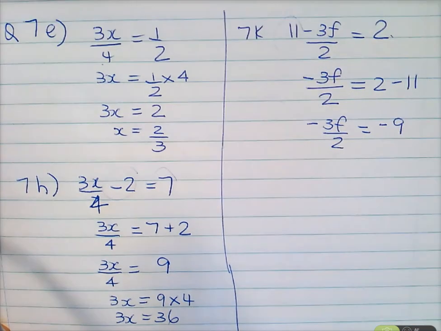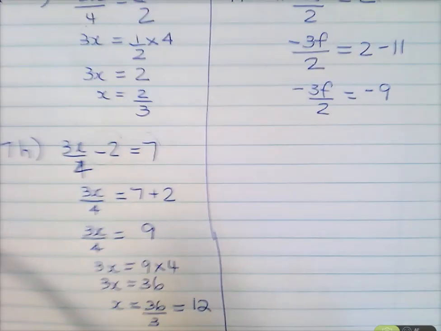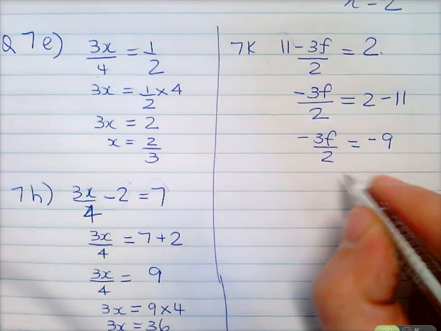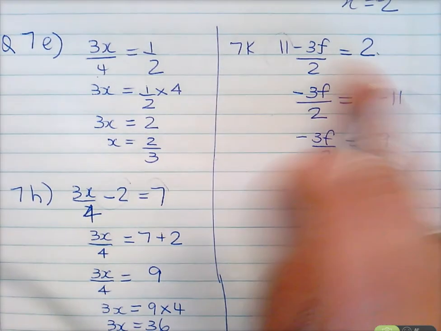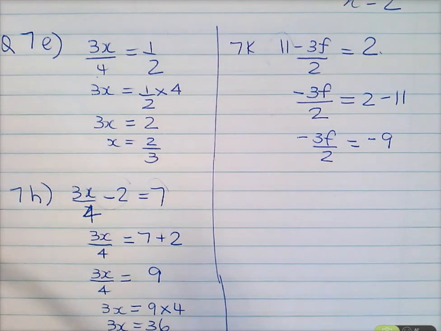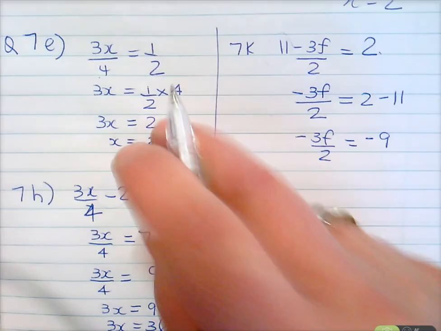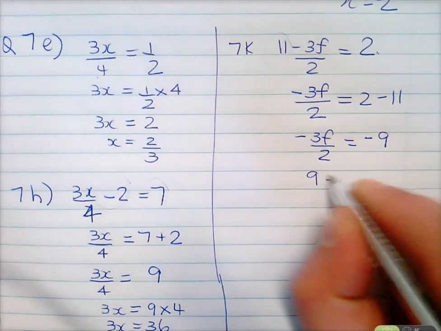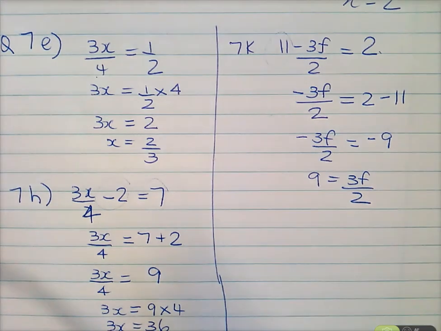Now, girls, why don't we just swap sides and get rid of both these negatives? Swap sides, but you actually don't have to write them on opposite sides. I can pick this up and take it over, or I can just multiply both sides by -1. So I pick that up, take it over, pick that up, take it over, and I get 9 equals 3f over 2. But you don't have to write it like that.